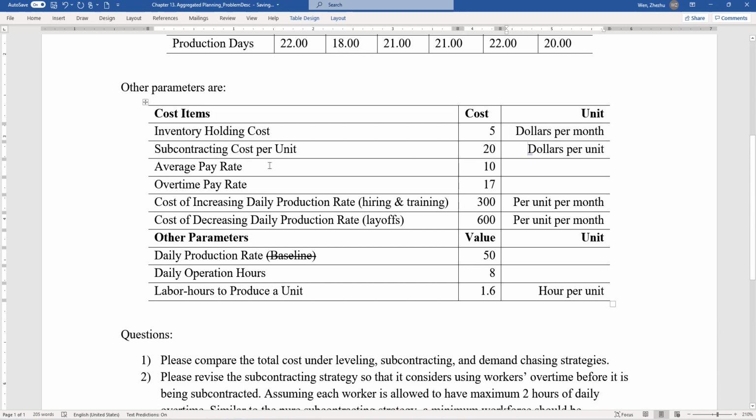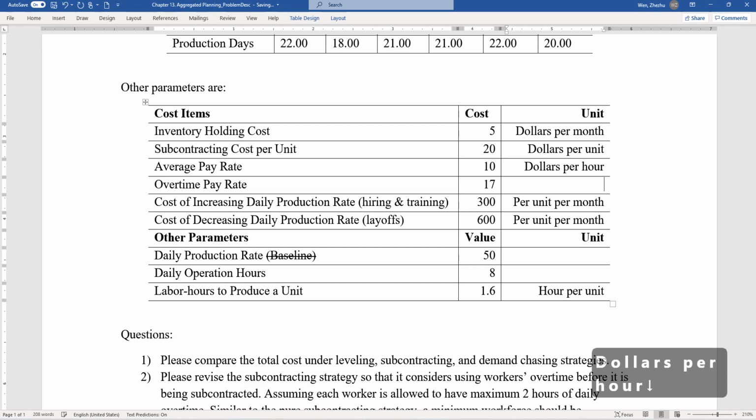The average pay rate is going to be $10 per hour for every hours that your workers work for you. This is going to be the pay level. And overtime pay rate, in case you make them work overtime, and this is the amount of money you are paying for them. And cost of increasing daily production rate.